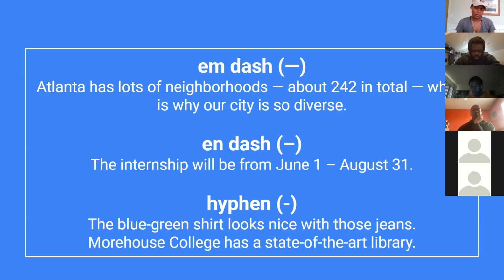So when you're writing, maybe you want to use an em dash to add some facts that otherwise wouldn't be there unless you use it. So it's not just "it has a lot of neighborhoods." How many neighborhoods? 242. So I just put, Atlanta has a lot of neighborhoods, about 242 in total, which is why our city is so diverse.